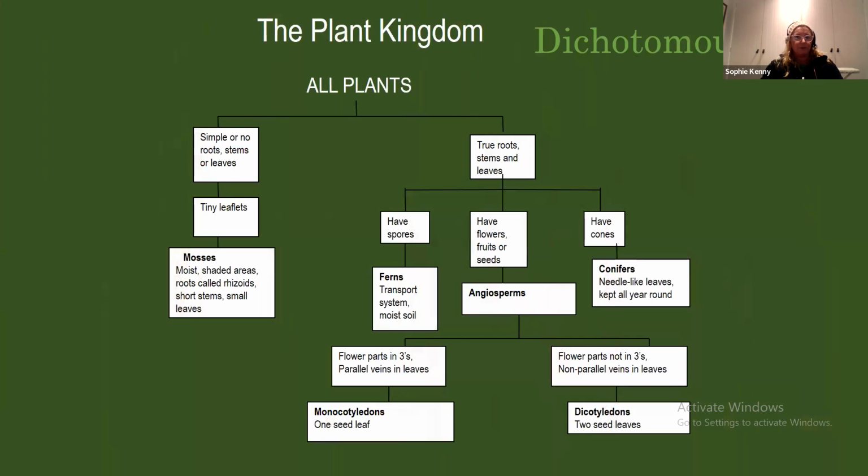So then we get into the beautiful world of dichotomous keys. Has anyone ever used a dichotomous key before? We use them in the animal kingdom as well as in the plant kingdom to classify things. And it's just, obviously, dichotomous meaning two. It's a simple way to break things down, to classify things, to actually work out where things belong.